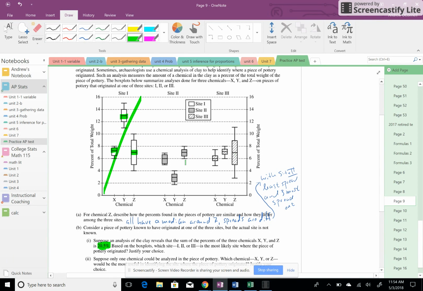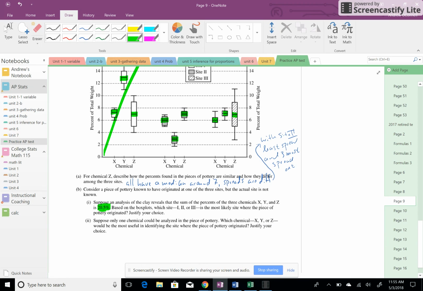So if we look at the middle one, 6, 7, and 3, this would be expected to be a little bit lower than 20.5. And here we're looking at a typical value of 6, 7, and 7. That one's close to 20 at that point. So I'm guessing that this one probably came from site 3 if we're looking at the typical values.